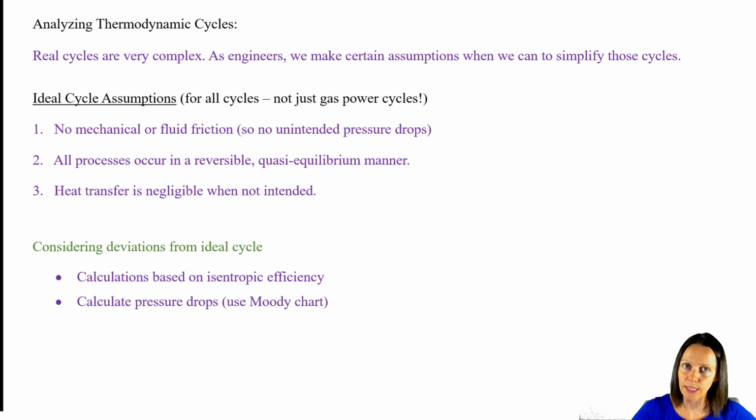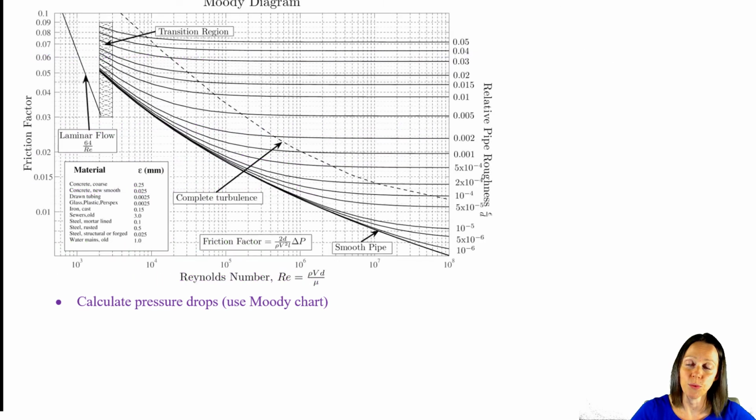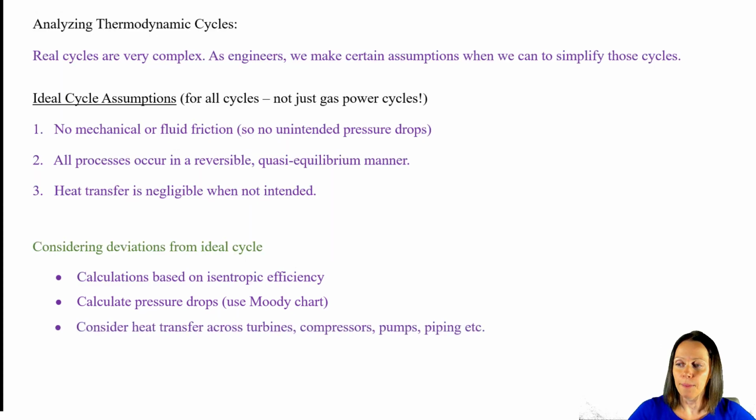You could also calculate pressure drops due to fluid friction, and this would require you maybe to use a Moody chart. So if you have taken or are taking fluids or heat transfer, this might be familiar to you. We won't consider it really in this class, but it is something to at least know that you could use if you needed to calculate pressure drops. And you could also consider heat transfer across the components where you didn't actually want it to occur in the first place.